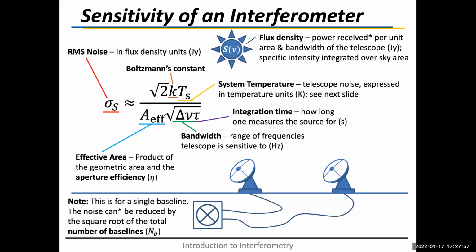And I should point out that this quantity that I've written up here is only for a single baseline. But of course, with multiple baselines, you do typically reduce the noise by root n. There's a caveat that I'm not going to get into just now, but typically it reduces by a square root of n, where n is the total number of baselines in your array.